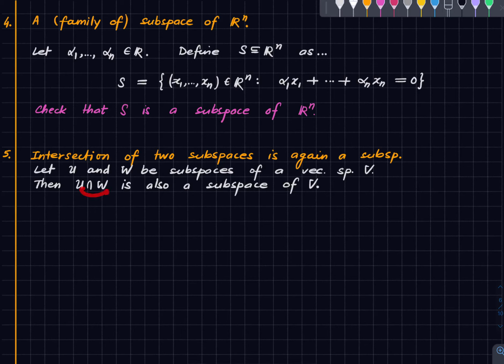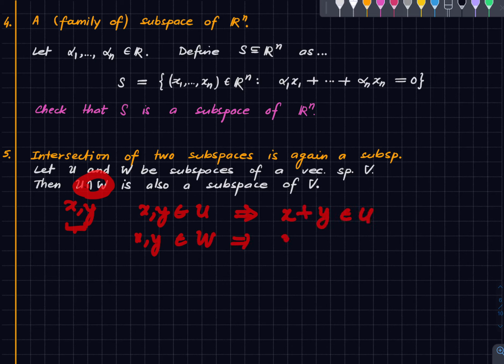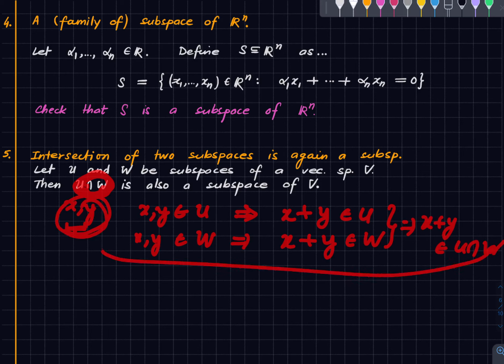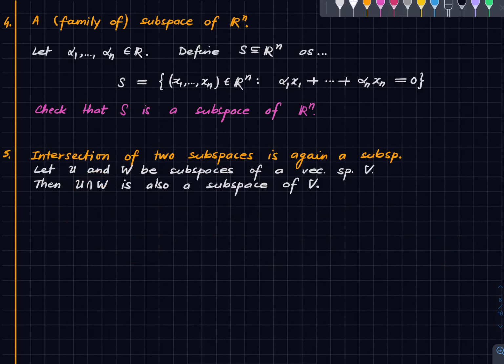If you pick two vectors here, let's say X and Y are two elements here, we want to show that X plus Y is also here. How do we do it? Well, if X and Y are here, then in particular X and Y are in U and X and Y are in W. But U is a subspace, therefore X plus Y is in U and X plus Y is in W. But this means that X plus Y is in U intersection W. So you show closure under addition via this simple reasoning, and similarly closure under scaling, and that's it.